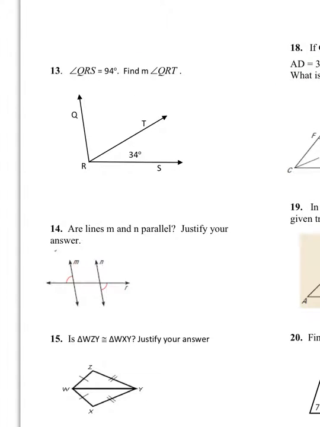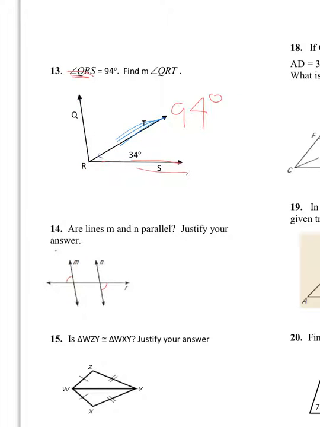Question 13, angle QRS is 94. Find the measure of QRT. You look at QRS, you follow those letters from Q to R to S. So this whole angle from here to here is 94 degrees. Okay, they want you to find QRT. QRT is the top part here.